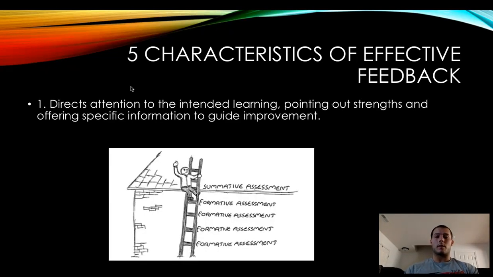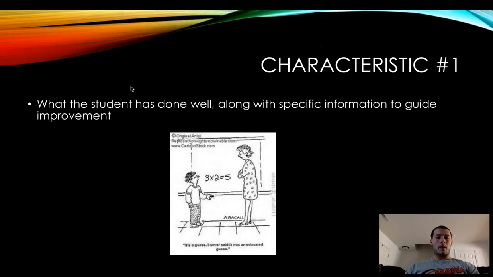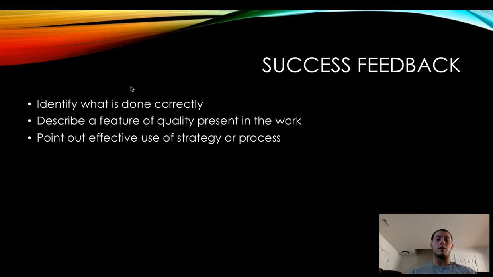In effective feedback, there are 5 different characteristics. The first directs the attention to the intended learning, pointing out strengths and then offering specific information to help them get to where they need to go. So what the student has done well, along with specific information to guide improvement. In that comic, 3 times 2 equals 5. They might have set up the equation correctly, however they didn't solve it correctly, so you might want to give them information on how to solve that a little better in the future.